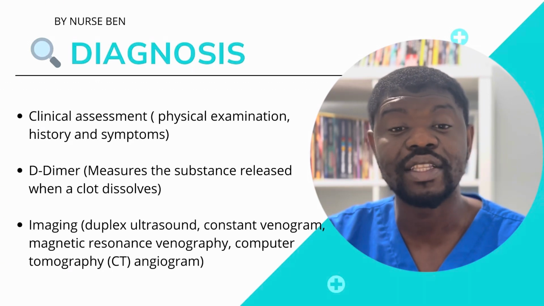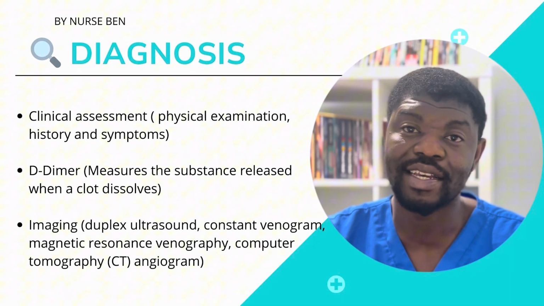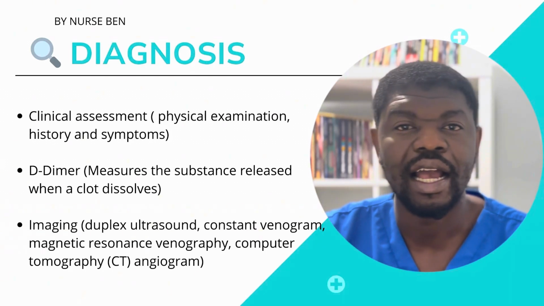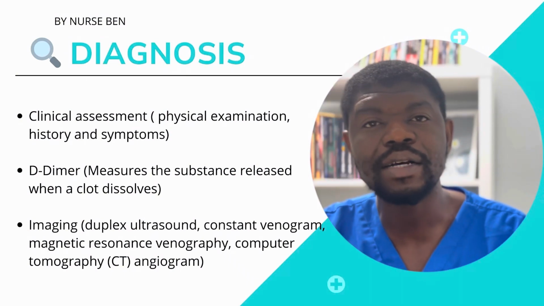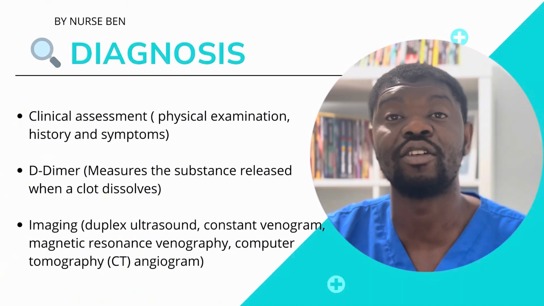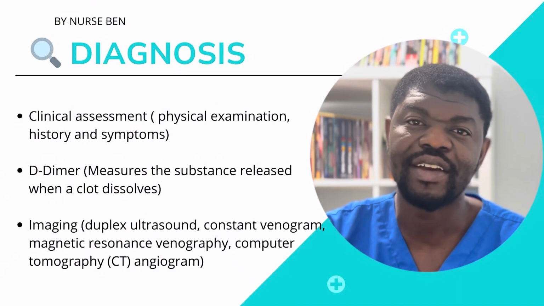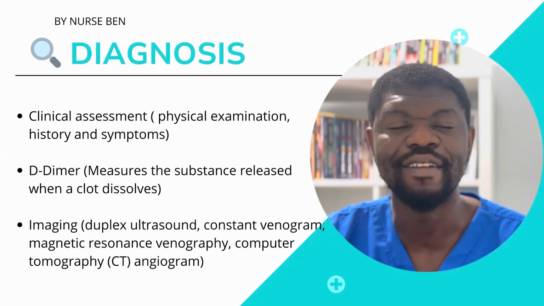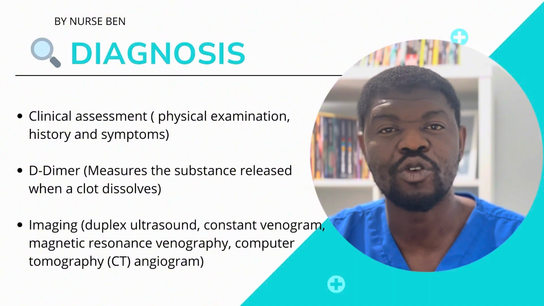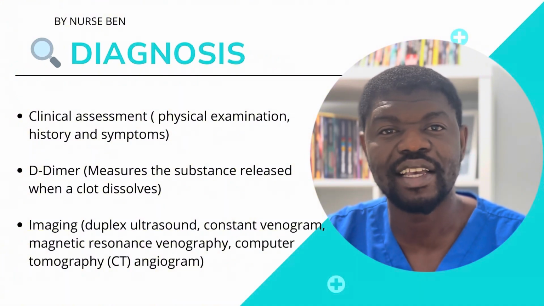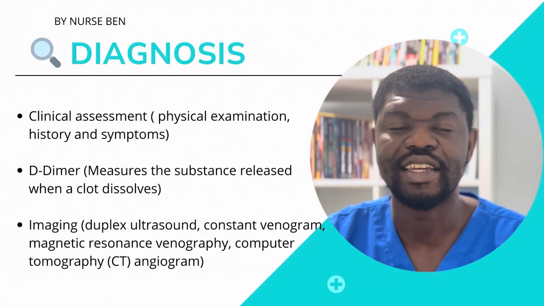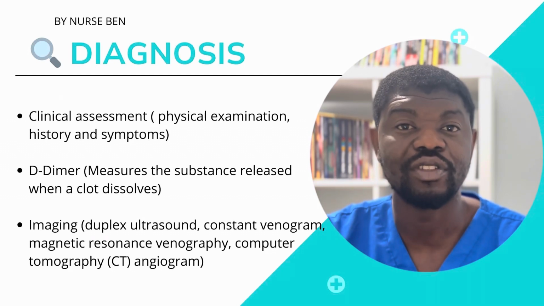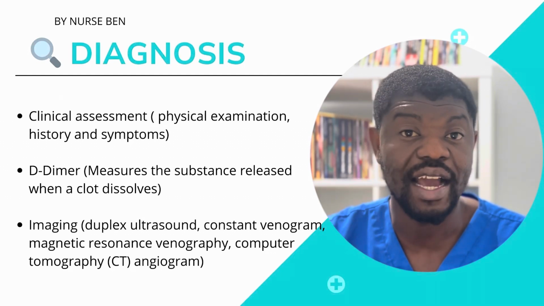Now, there's also a test called the D-dimer testing. So now the D-dimer is actually the substance that is released when the clot dissolves. So if you have a DVT and you do your D-dimer test, it will be elevated. Okay, so a negative D-dimer test means that you don't have a DVT, but when you have a positive D-dimer, then it could show you that you may probably have a DVT.